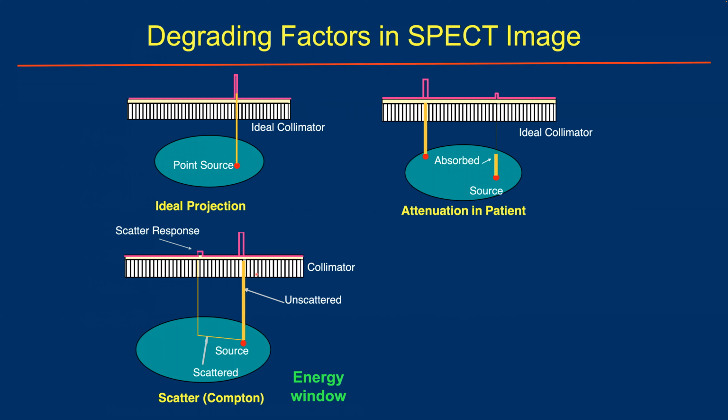The second effect: the photon can also scatter in the object, and it can be scattered into an angle that can be accepted by the collimator. This is called the scatter artifact, and it is mostly Compton scatter.